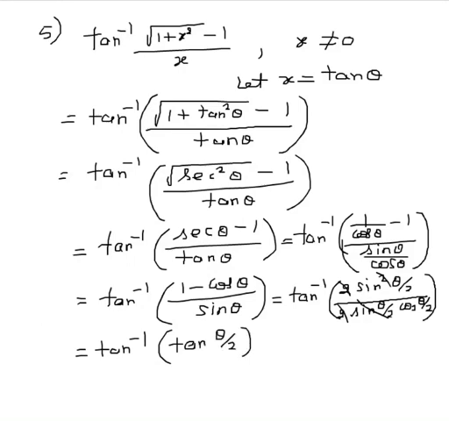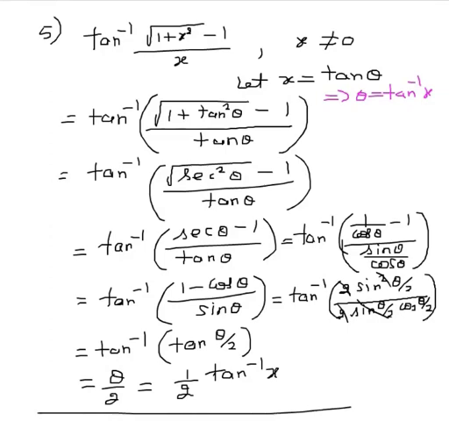And tan inverse and tan could be cancelled only when theta by 2 is in the principal value branch. But here no condition is given, so we can cancel it. Half into theta, substitute for theta. From this substitution, theta is tan inverse of x. Therefore, half into tan inverse of x we get. So we have simplified the expression.